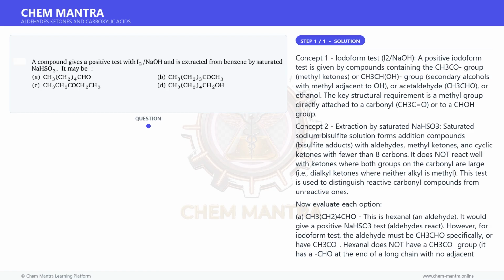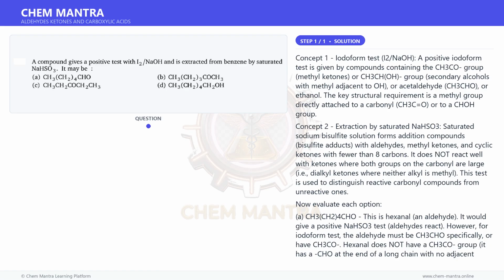Eliminated. B. CH3(CH2)3COCH3. This is 2-hexanone, methyl n-butyl ketone. It has the CH3CO group, so it gives a positive iodoform test. It is a methyl ketone, so it also reacts with saturated NaHSO3 to form a bisulfite adduct, meaning it can be extracted from benzene by NaHSO3. Both conditions are satisfied.